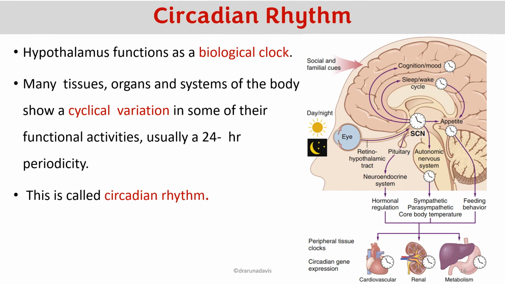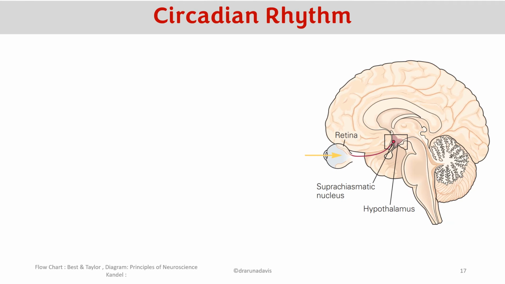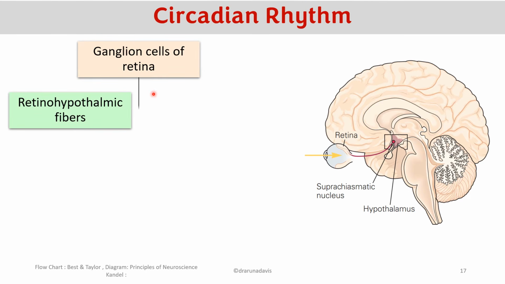So how does the hypothalamus regulate this? Basically, it is through the retinohypothalamic tract. What is the retinohypothalamic tract? We've got ganglion cells of the retina, right? From these ganglion cells, we've got these retinohypothalamic fibers which send information about the external world to the suprachiasmatic nucleus.